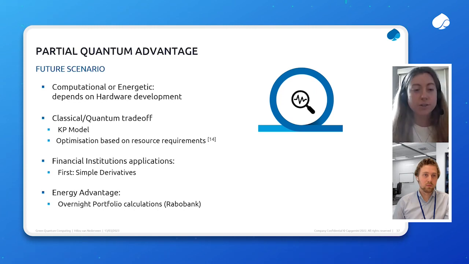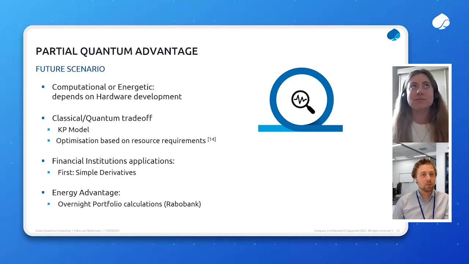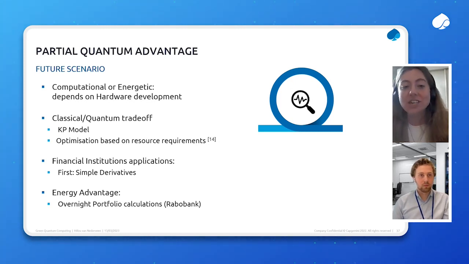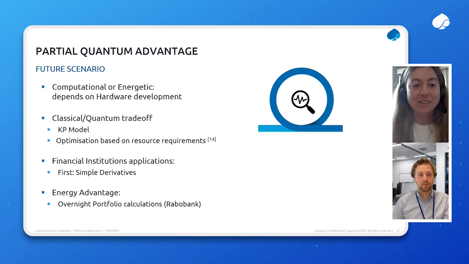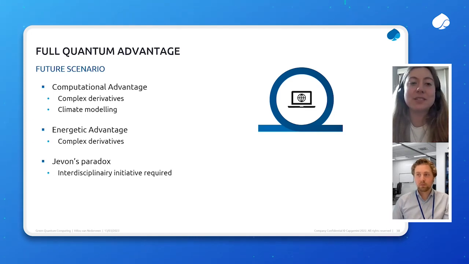So we had some discussions with Rabobank about this, and one example would be overnight portfolio calculation. So there are certain calculations within financial institutions that are able to take a little bit longer, and for them it's not bad if it takes a little bit longer. So you could choose to run it on a quantum computer based on its energy advantage, even if it takes a little bit longer. That's what we're trying to say here. And then in the end, ideally, we reach the full quantum advantage, which means that the full computational advantage is acquired.